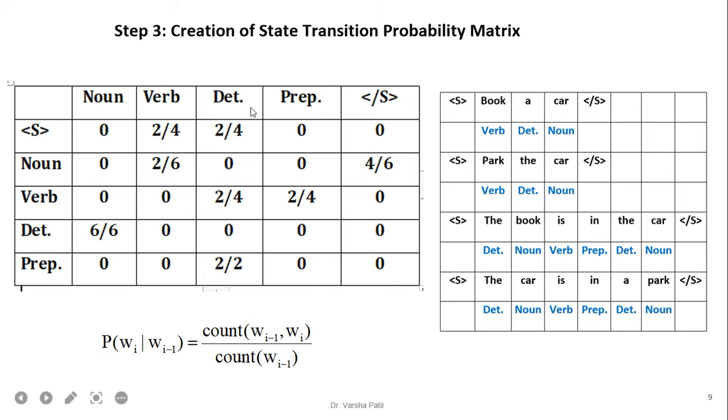After that, start and determiner: we can find that the total combination of start and determiner comes 2 times, divided by the total count of start, that is 4. So this is the same as the bigram. So you should have a clear understanding of the bigram also to understand the state transition probability matrix. So in this way we complete the state transition probability matrix. Now here I can explain for the noun and the end of the statement. So how many times end of the statement comes after noun, divided by the count of noun. So in this way we require to do the things.